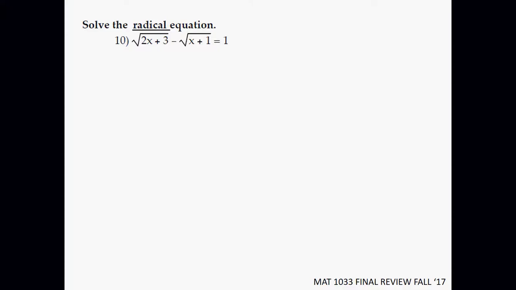We have to solve the radical equation. Square root of 2x plus 3 minus square root of x plus 1 equals 1. And this is from section 5.5. So, the way to do this, we have to isolate at least one radical, and that will happen by moving this one to the right-hand side.